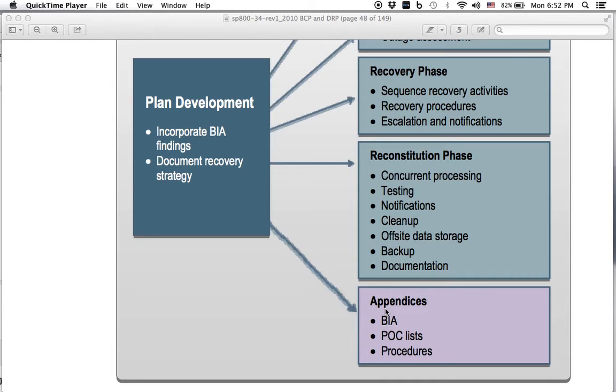So the next is procedure. We may have different procedures. One is the procedure for how to test, like a test script, describing what we need to predefine as the activity, the micro tasking that a person in charge needs to perform during the crisis.